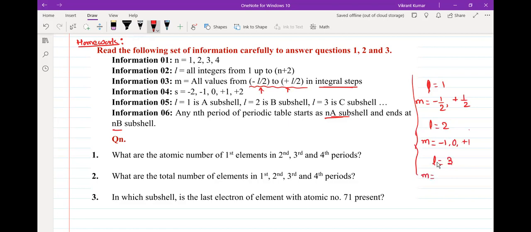Now we have got m का value -3/2. Add 1 in that, so we are getting -1/2. Add 1 in that, we are getting +1/2. And add 1 in that, we are getting +3/2. So these many orbitals we are now getting in different subshell. So A subshell will have 2 orbital, B subshell will have 3 orbital, C subshell will have 4 orbitals, and so on. Okay, so that's the way you have to think about this question, है ना?